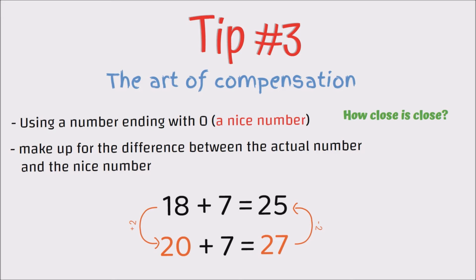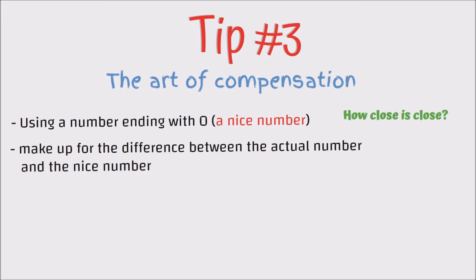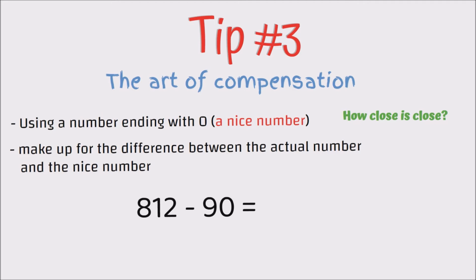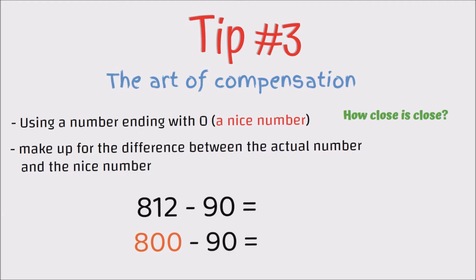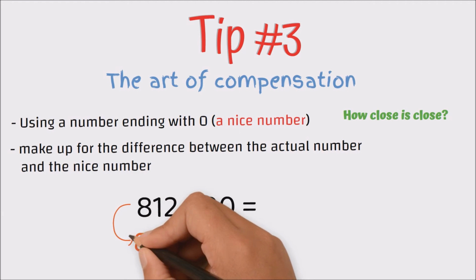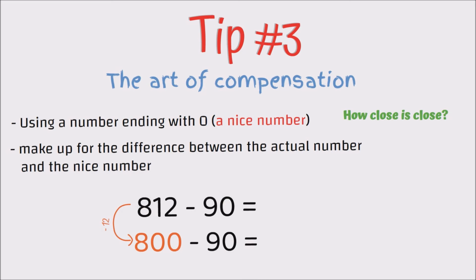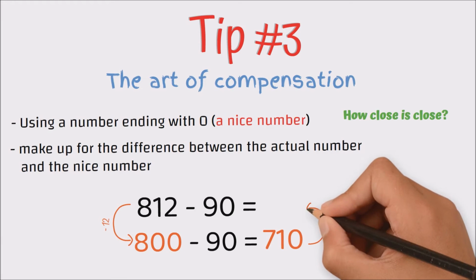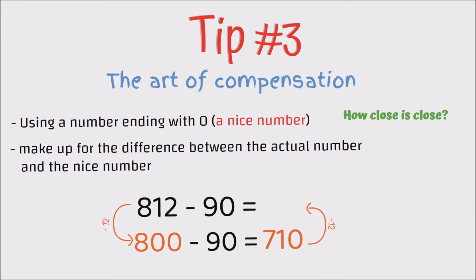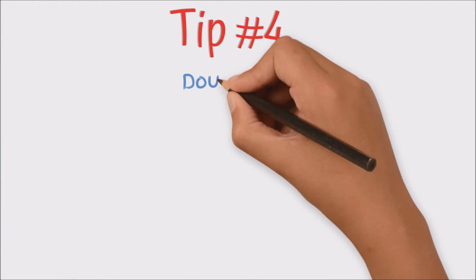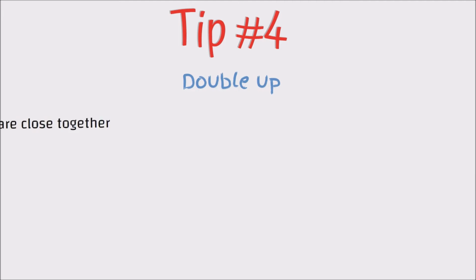Now let's try a much bigger number, say 812 minus 90. Now you might be thinking, Tamara, what are you doing? But just follow me. 812 is close to 800, right? So we subtract 12 down to get our nice number, which is 800. 800 minus 90 is 710, but then we have to add the 12 that we subtracted earlier to 710, and we get 722.